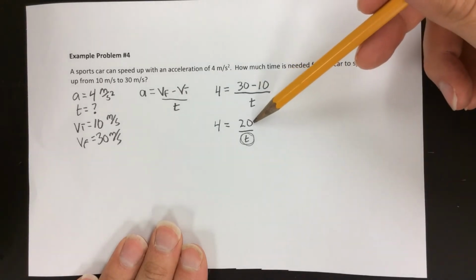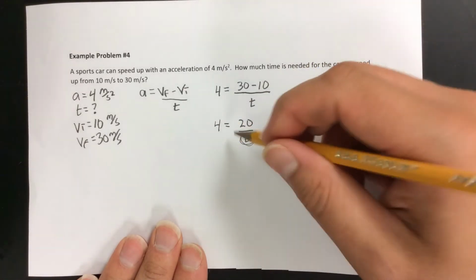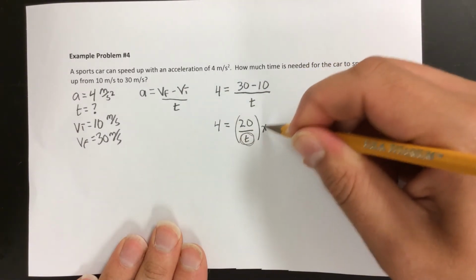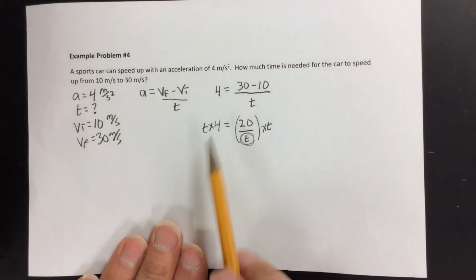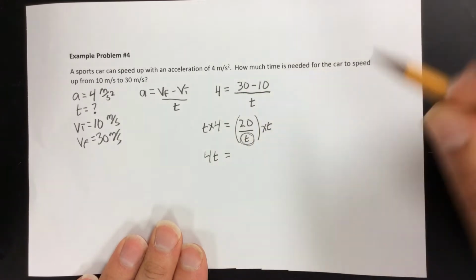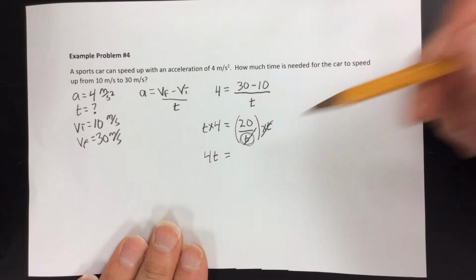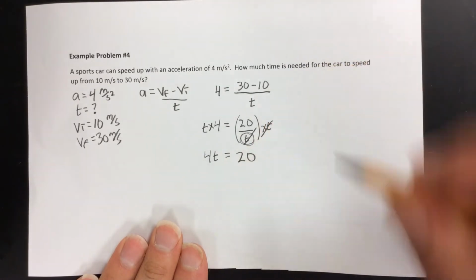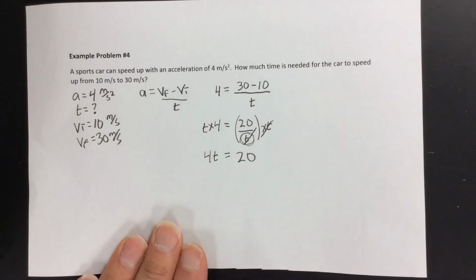It's not multiplying by 20 or dividing by 20. It's multiplying both sides by T. If we multiply both sides by T, watch what happens. T times 4 gives you 4T. And then 20 divided by T times T, well, those cancel out and just gives us 20. So now we have 4T equals 20.